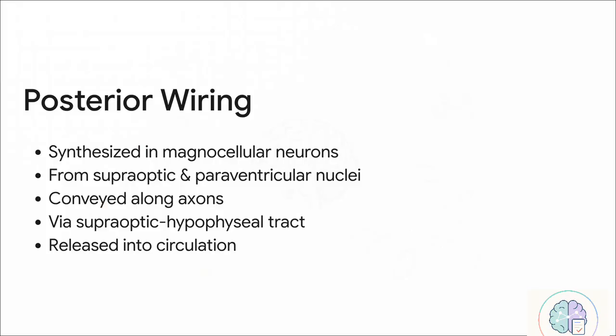Now, the posterior side is a completely different story. These hormones aren't pumped through a portal blood system at all. They're synthesized way higher up in the magnocellular neuroendocrine neurons, specifically in the supraoptic and paraventricular nuclei. From there, hormones like ADH and oxytocin are literally just carried straight down the neural axons in the supraoptic hypophyseal tract. They just travel right down the stalk and get released directly from the nerve endings.